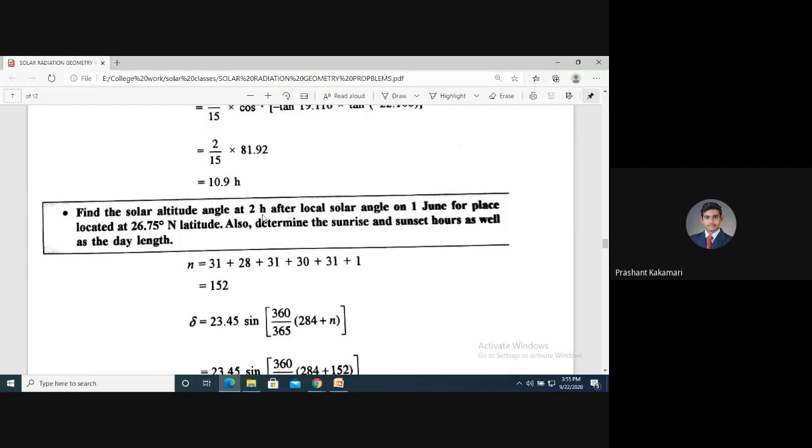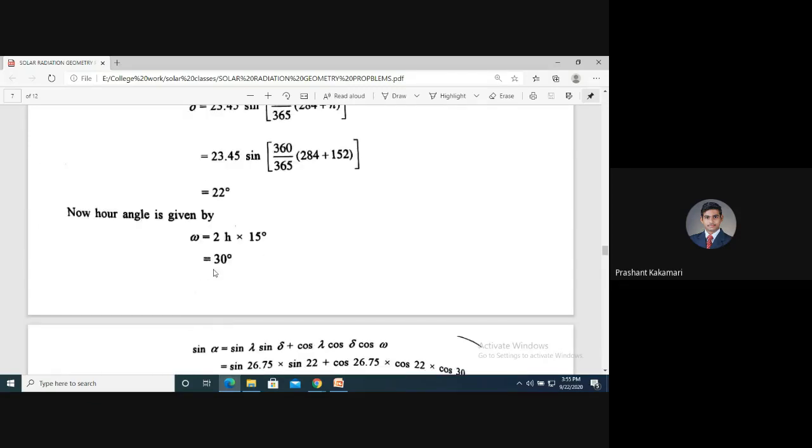Angle at 2 hours after the local solar angle. After 2 hours, we need to find out the hour angle, not with respect to solar local angle, but from local noon, which is 2 hours. At that point, we need to find out the solar altitude. So the angle we are finding is 2 times 15 degrees, 30 degrees.